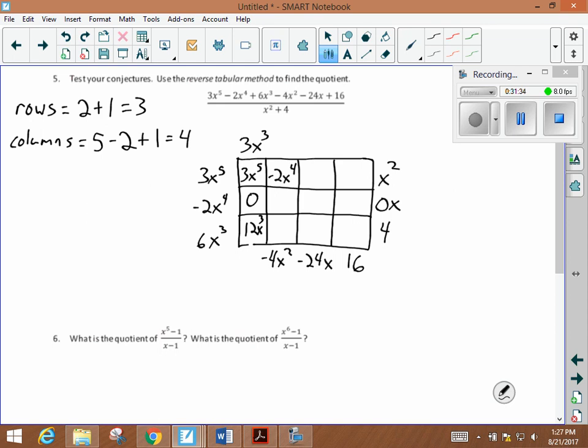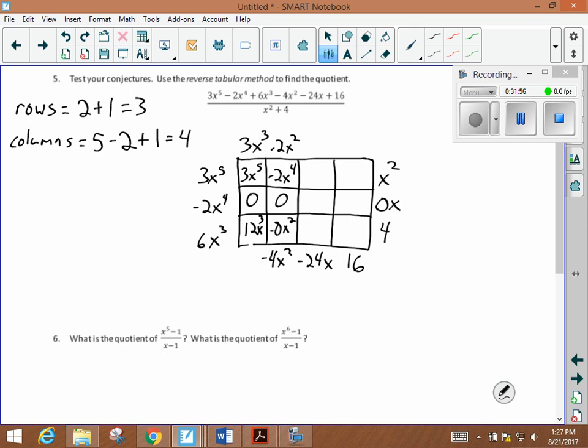Then I've got to figure out what goes on the top. What did I multiply x squared by to get negative 2x to the 4th? How about negative 2x squared? And now I'll multiply straight down to get the remaining values in that column.